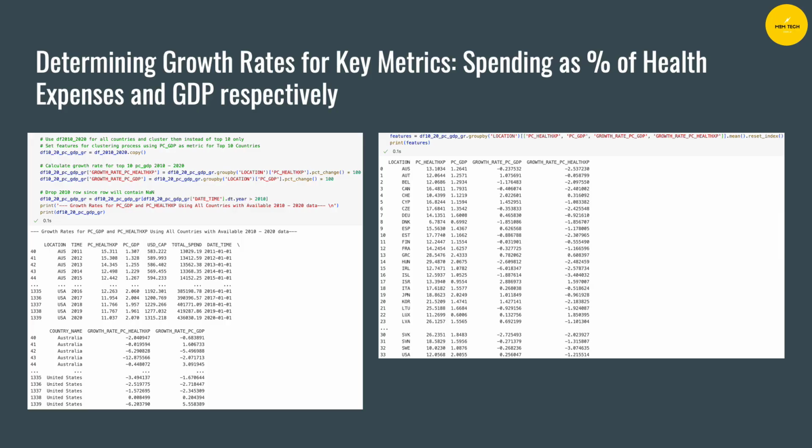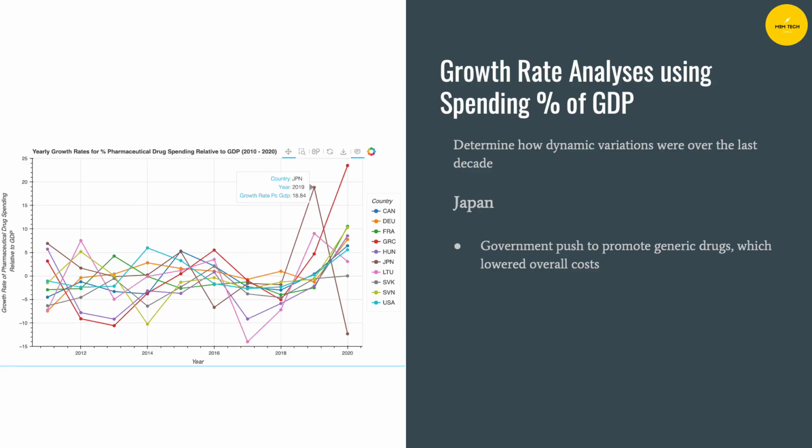To capture the dynamic changes happening during the last decade, the growth rates for spending as percent of health expenses and GDP were also calculated as shown here. Here, Japan is highlighted as a country with a sharp decline in growth rate from 2019 to 2020. Again, policy changes, such as encouraging the use of generic drugs, reduced spending in this case.